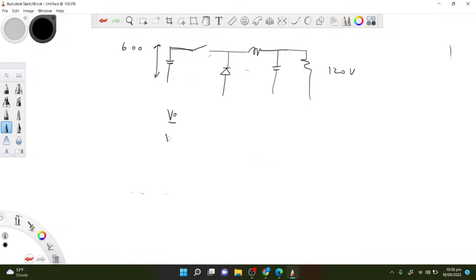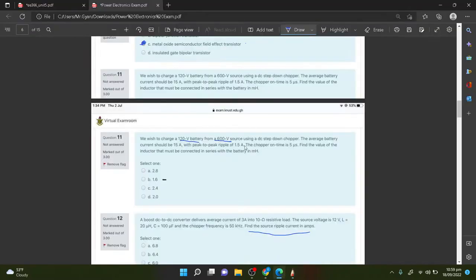So I know that I'll need my duty cycle. For the forward converter it is this. So I get D to be V out over V in, 120 over 600. That's 1 over 5, that's 0.2. So that's my D. Then it says the average current is 15 amps.